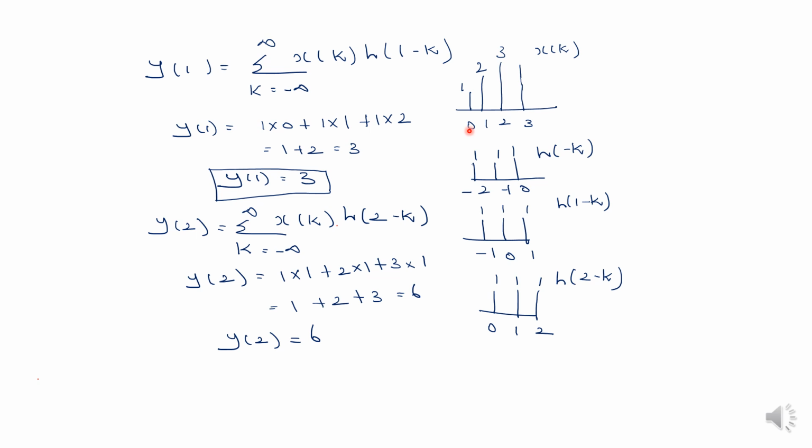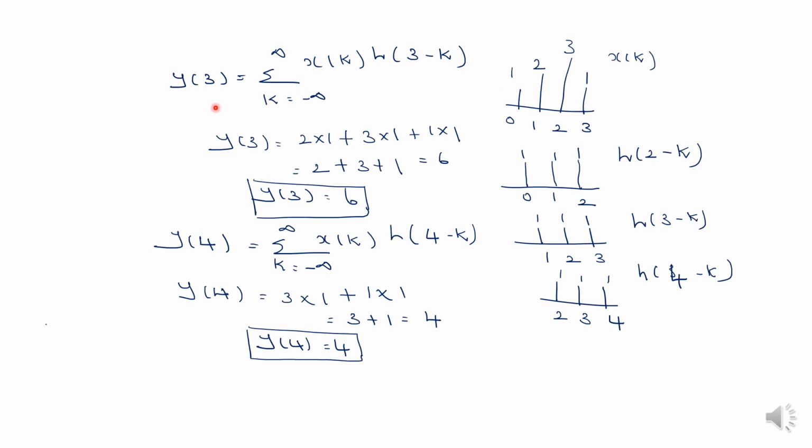For k is equal to 0, the value of x of k is 1. Therefore, 1 into, for k is equal to 0, the value here is 1 again. Therefore, it is 1 into 1 plus, for k is equal to 1, the value is 2. So 2 into, for k is equal to 1, the value in this sequence is 1. For k is equal to 2, the value here is 3. So 3 into, for k is equal to 2, the value here is 1. So I have 1 into 1 is 1, plus 2 into 1 is 2, plus 3 into 1 is 3. Therefore, 1 plus 2 plus 3. Hence, I have arrived at a value of 6. Hence, y of 2 is equal to 6.